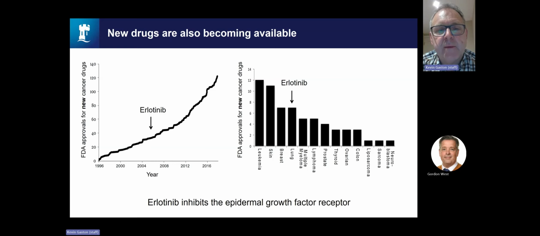Alotinib is a specific antibody that targets something called the epidermal growth factor receptor, and that's proven to be very useful in the treatment of lung cancer. So on the right here, it just shows you that for some types of cancer, up to 12 new drugs have been approved in that period. In the case of lung cancer, 6 new drugs have been approved in that time period. So lots of new drugs are becoming available, and hopefully they will reduce the number of deaths that occur to these other types of cancer.